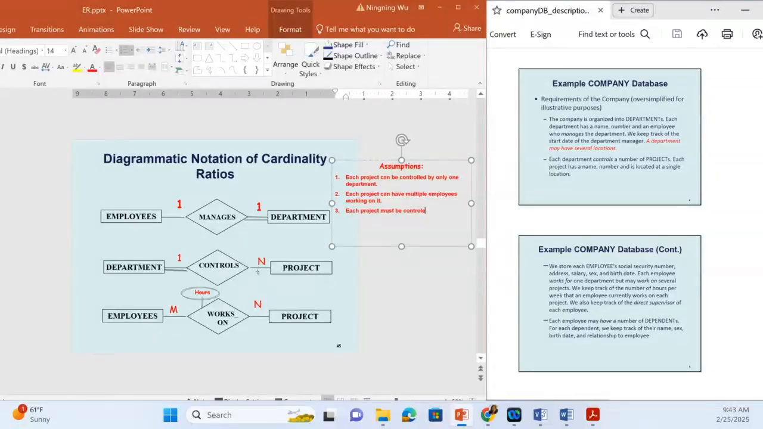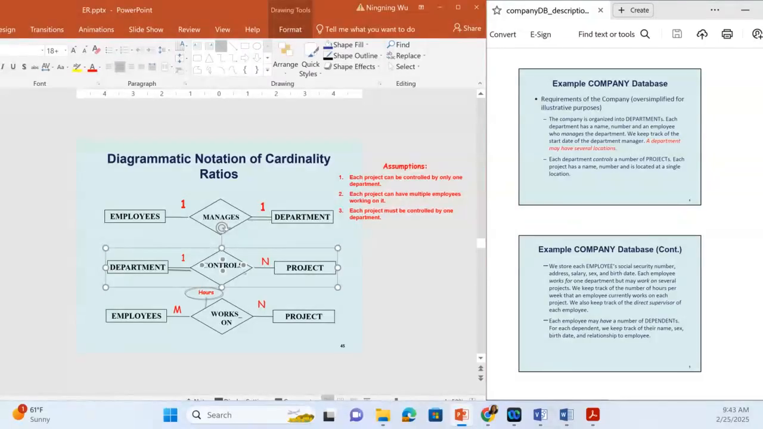So then I put the double line here. But again, if you make a different assumption, if you think a project is not controlled by any department, that's fine. Then you're going to have the single line here. Okay, so it's solely based on your design. It should be solely consistent with your assumption.